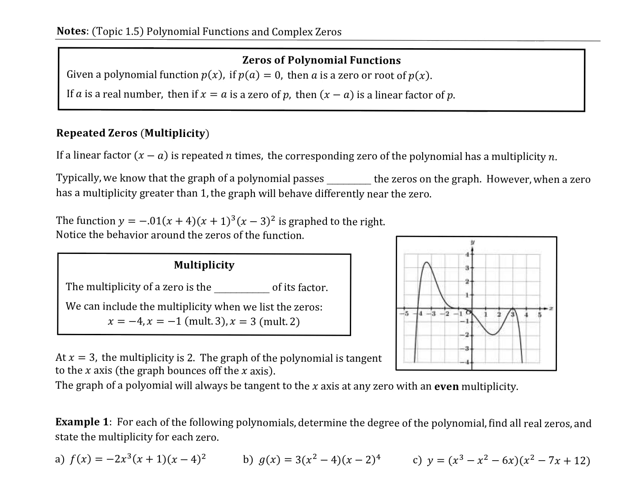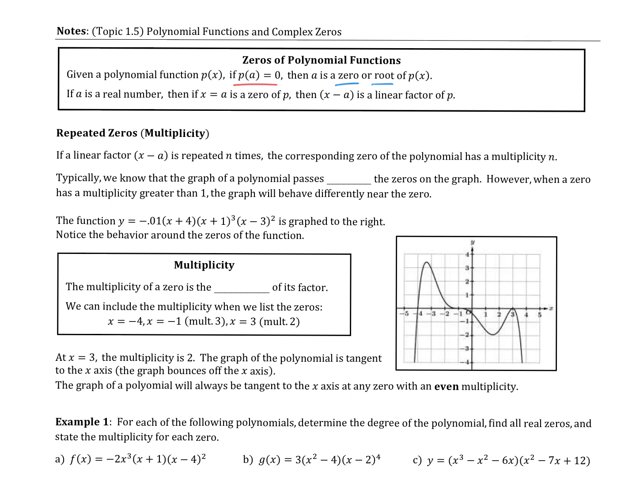Zeros of a polynomial. Robbie's going to read. Given a polynomial function p of x, if p of a equals 0, then a is a 0 or root of p of x. All right, what is a 0 or a root synonymous with? A lot of the times we'll call it an x-intercept.